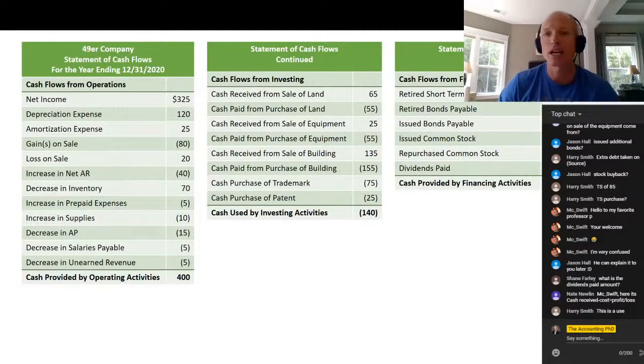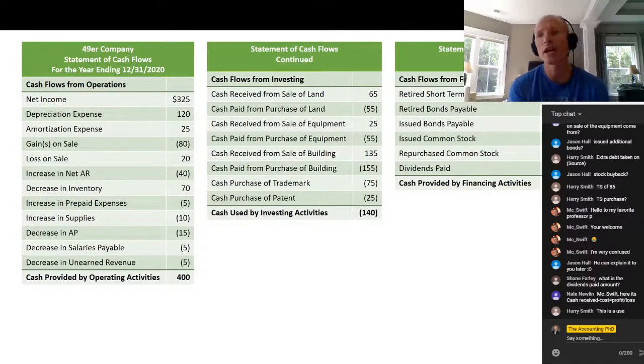So Harry, this is actually a cash provided by financing activities. So positive cash flows is provided by, negative cash flows is cash used by. Okay? So cash provided by financing activities.